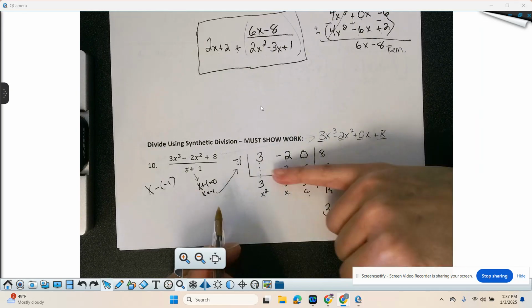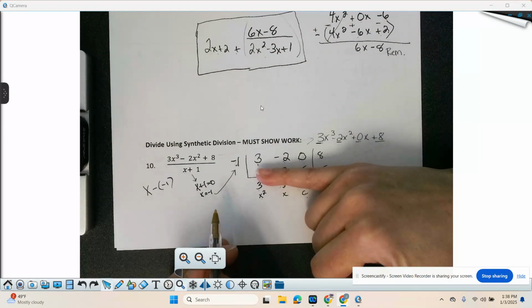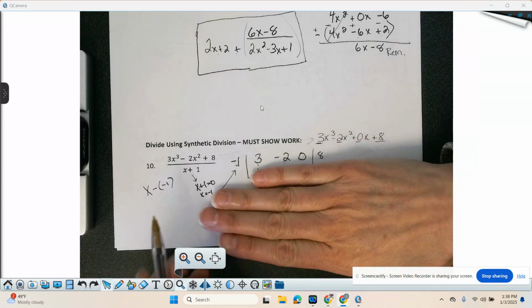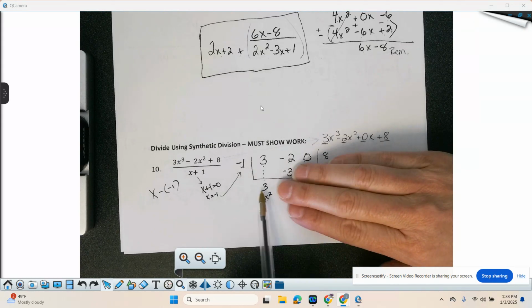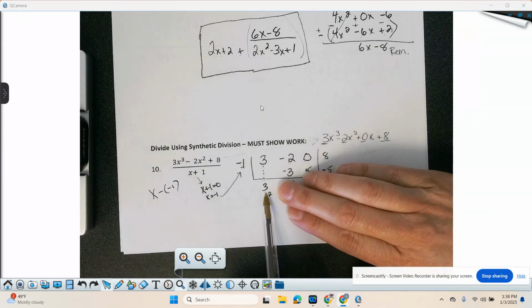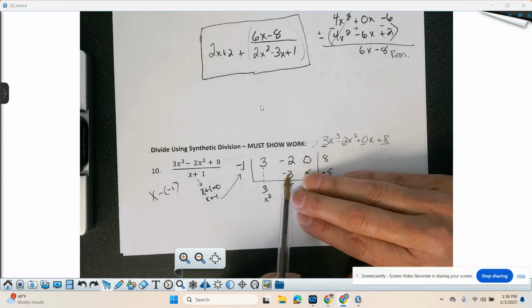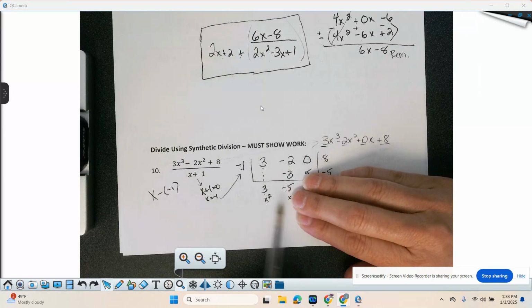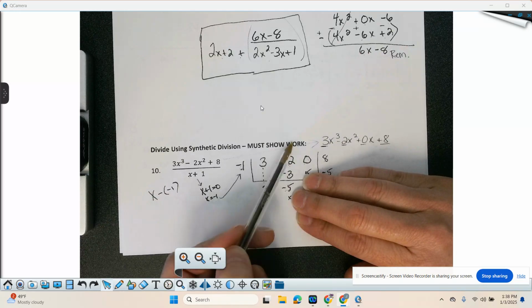So here we go. If this was not here, the very first thing that we do for synthetic division is we come straight down. So I'm going to bring down a 3. That's the first thing I did. Then I say negative 1 times 3. I put my answer up here, my little disco dance, and I add straight down. Multiply on the diagonal, add straight down.